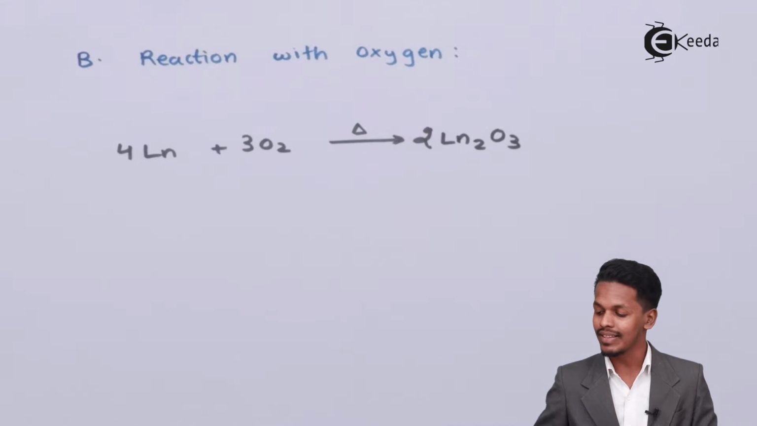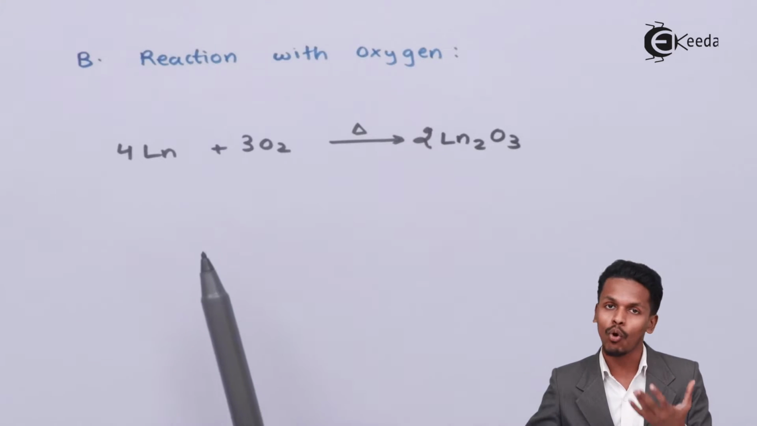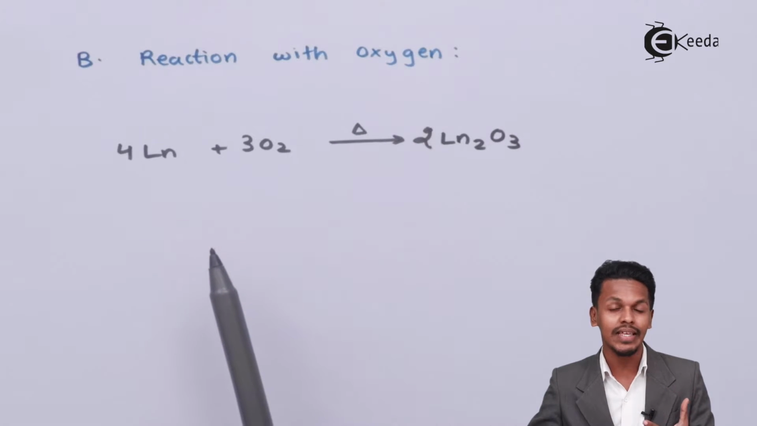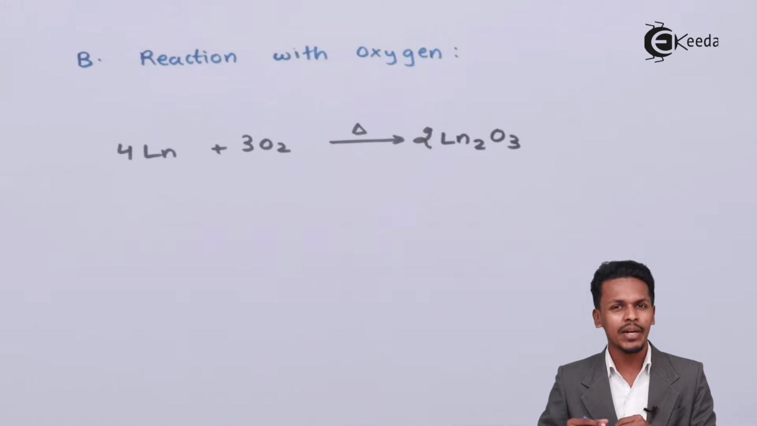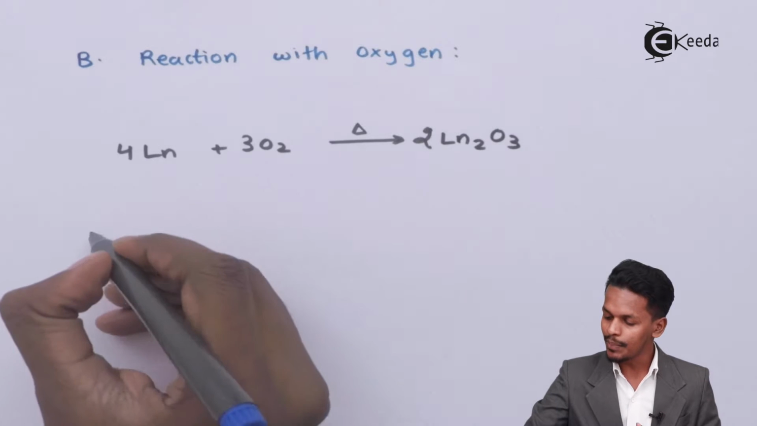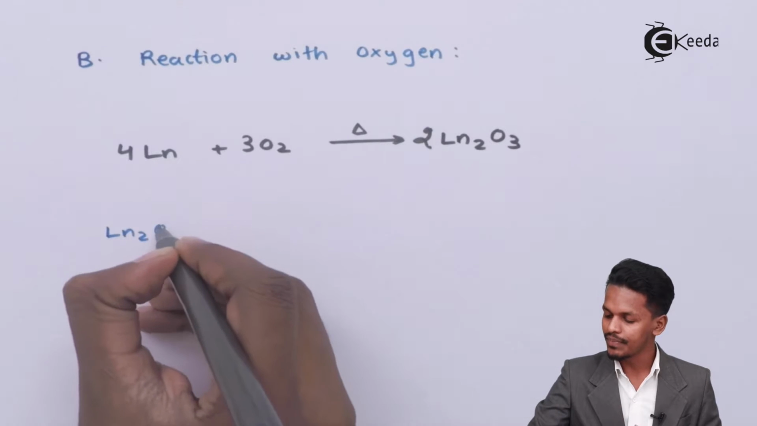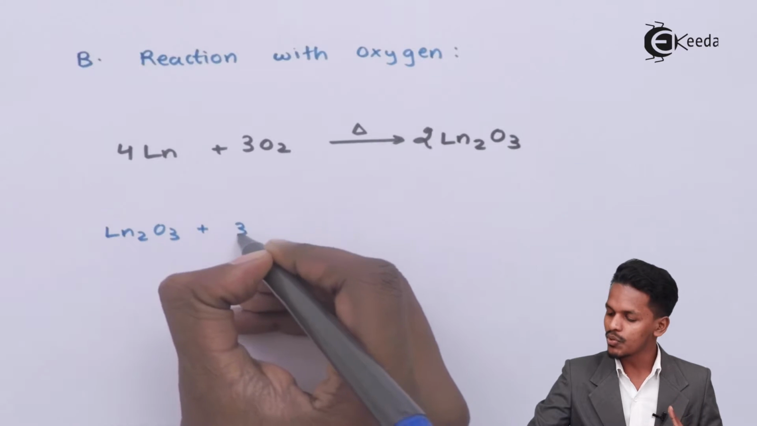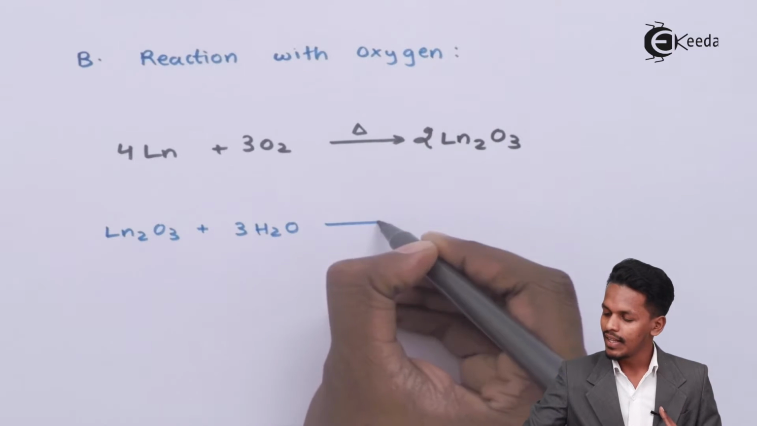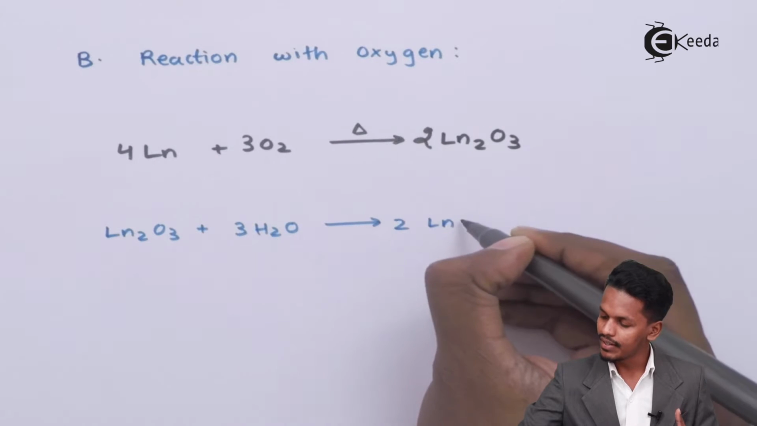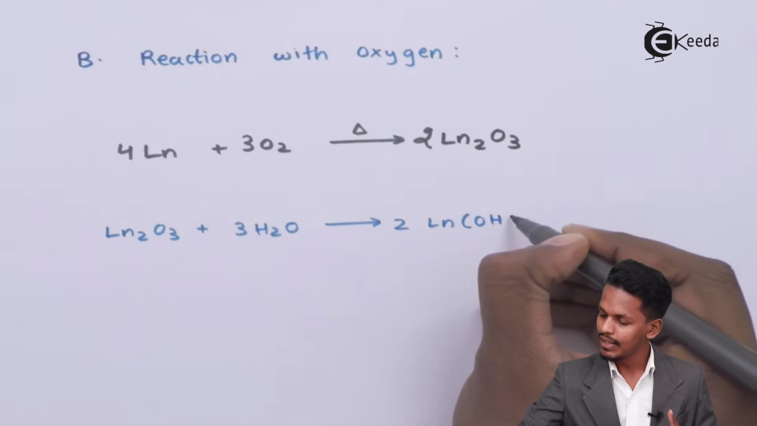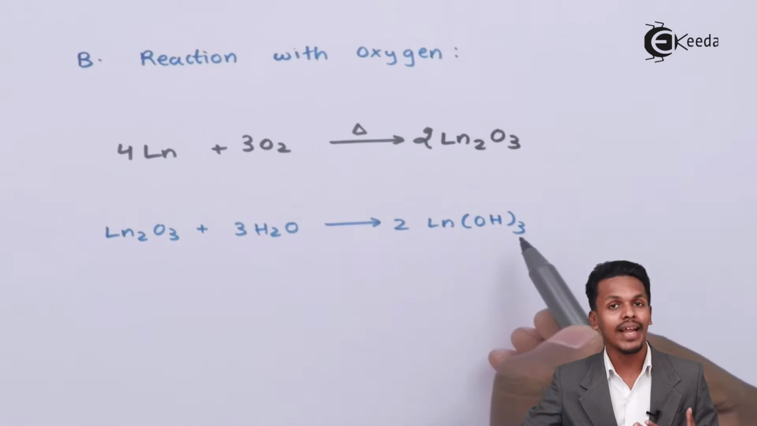But even this lanthanide oxide can react with water molecules or with carbon dioxide to form lanthanide hydroxide and lanthanoid carbonate. So let me give you the reaction here. Suppose Ln2O3 is reacted with 3 moles of H2O, then the product we could get is 2 moles of Ln(OH)3, that is lanthanoid hydroxide.